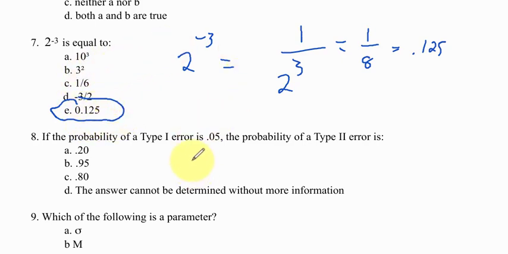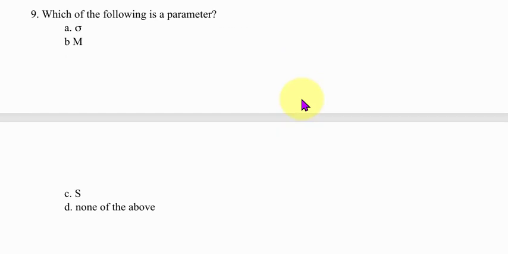All right, number 8. If the probability of type 1 error is 0.05, the probability of type 2 error, you don't know. None of these are right. It can't be determined, right? They are related, but you don't add one to the other. It doesn't work that way. So there's number 8.